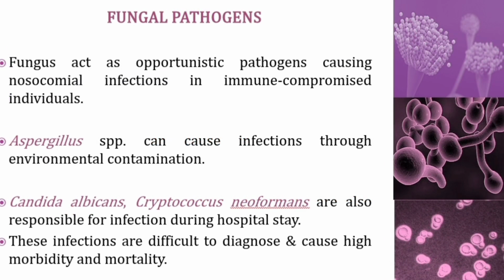Next is fungus. Fungi act as opportunistic pathogens. They cause severe infection in immunocompromised individuals. Aspergillus species, Candida albicans and Cryptococcus neoformans are well-known fungal pathogens responsible for nosocomial infections. Aspergillus species can cause infection through environmental contamination. Candida albicans and Cryptococcus neoformans are also responsible for infection during long hospital stays. These infections are difficult to diagnose and cause high morbidity and mortality.